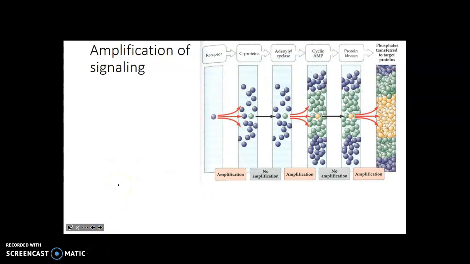Okay, so why do this? Why go through this entire process? What's the advantage? Well, the major advantage is something called amplification, right? Amplification is the idea that we start with a small signal, and the result of this can be activation in a huge way. So this small signal has a huge effect.